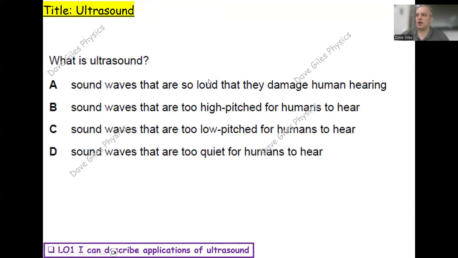What is ultrasound? So let's have a look for the definition. We'll start from the bottom. Sound waves that are too quiet for humans to hear. That is related to the amplitude, which is not relevant to ultrasound. Sound waves that are too low pitched for humans to hear. That is not correct. They're too high pitched. So that means the answer is B. Sound waves that are too high pitched for humans to hear. But let's just double check by looking at A. Sound waves that are so loud they damage the human hearing. Again, like I said earlier, it has got nothing to do with amplitude and therefore loudness. So the answer is B.